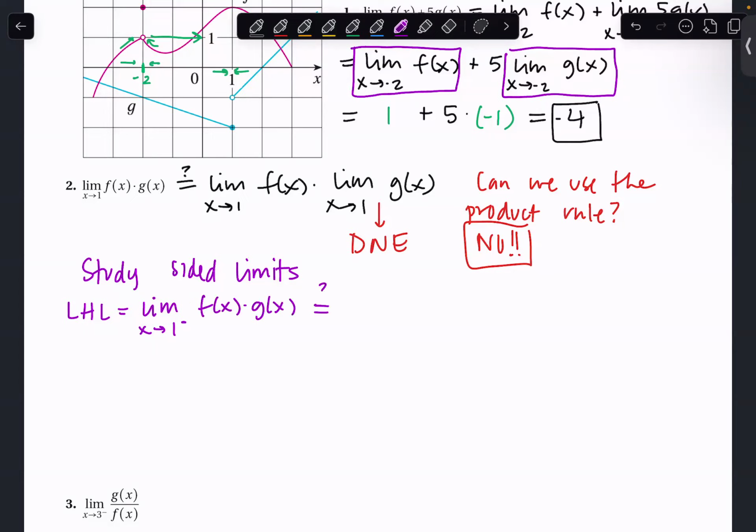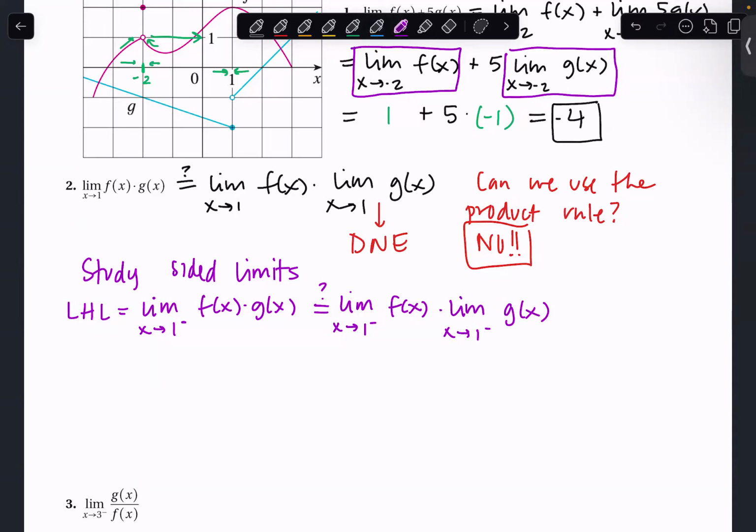And now I want to decide, can I use one of my rules to compute this? So can I use my product rule, but with left-handed limits instead? And as long as both of these limits exist, then I can use that rule, and these should all be left-handed limits.